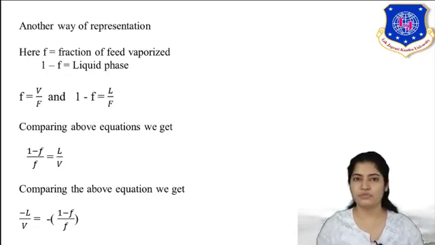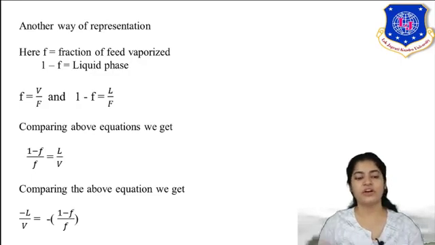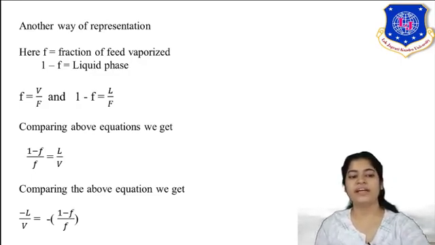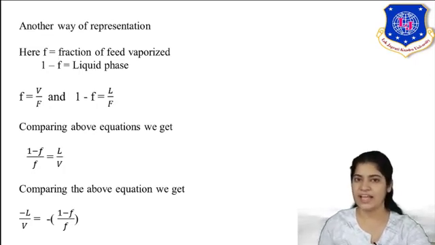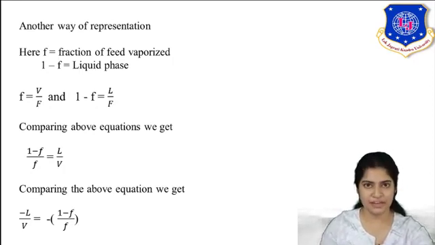So 1 minus f is what? Remaining liquid. So liquid remaining upon feed is the liquid phase which is remaining. Now comparing both equations, what I am doing is dividing 1 minus f upon f. So I will get L by V. Hence I can write my L by V as 1 minus f upon f.